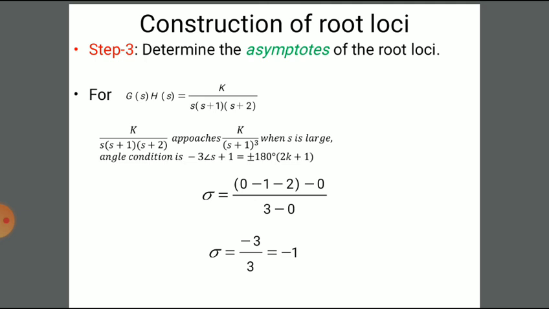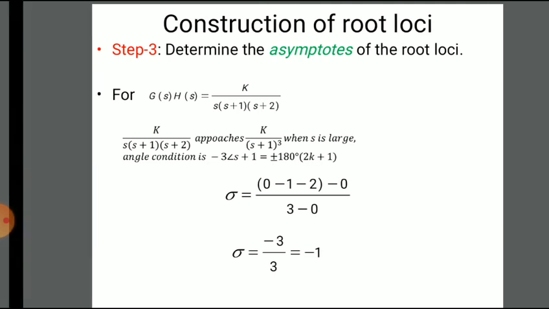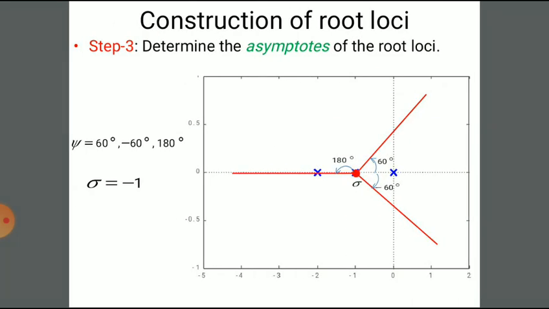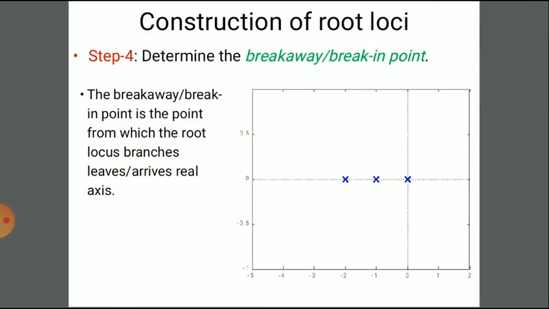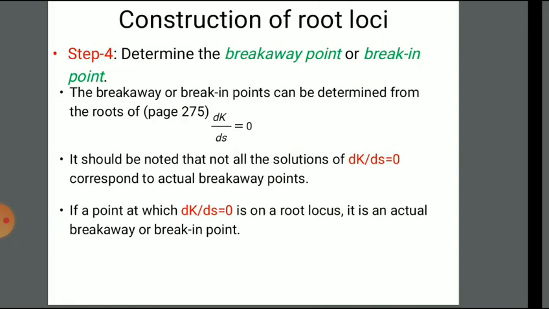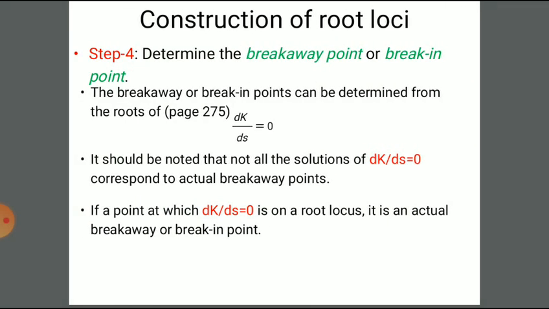The asymptotes are drawn from the point minus 1 on the real axis. You can see here this point is called the centroid. From minus 1, 3 asymptotes are drawn. Now the breakaway point, from which root locus branches leave and arrive at the real axis. The breakaway point can be determined from dK/ds equal to 0.